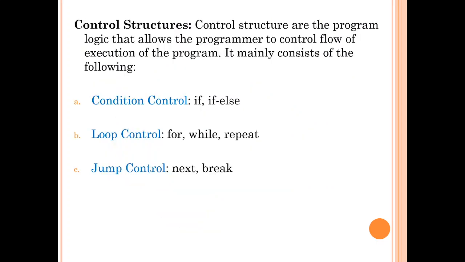There exist three types of control statements. First is the condition control statement, using if and if else. Then the loop control statement, for which we use for, while and repeat. Then jump statements, for which we use next and break. And apart from this, there exists the case control statement, where we use switch.